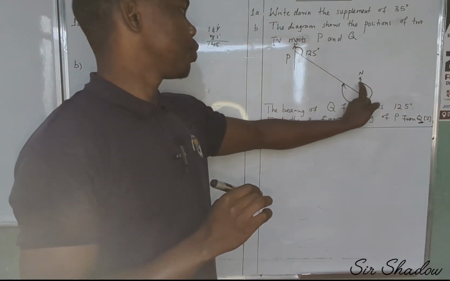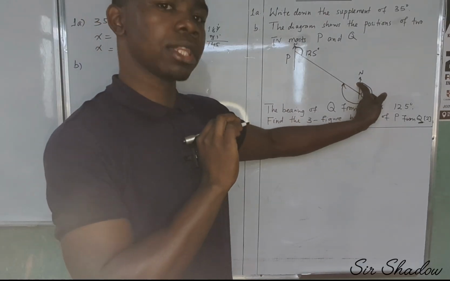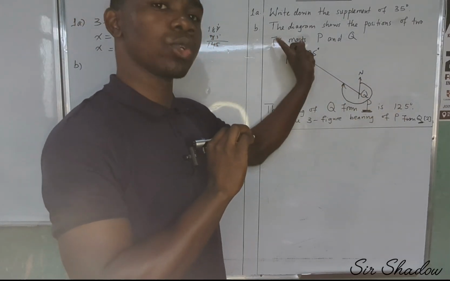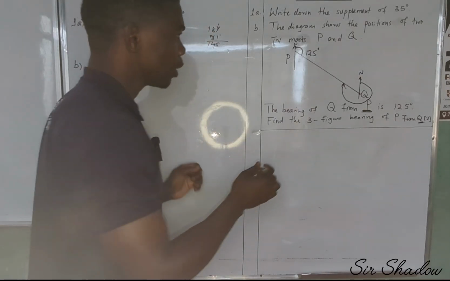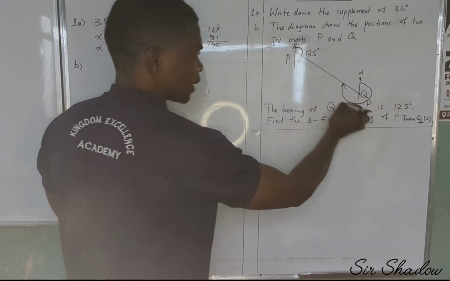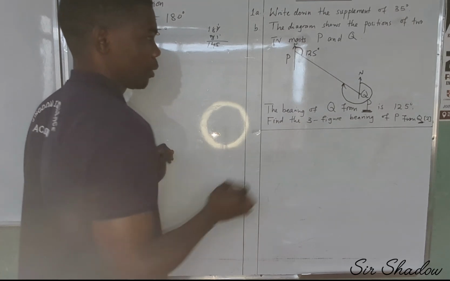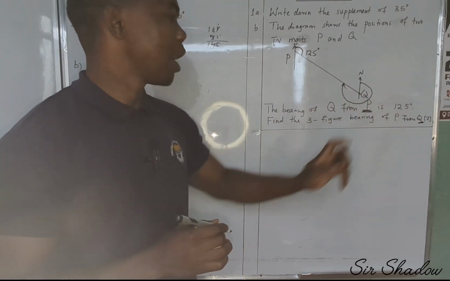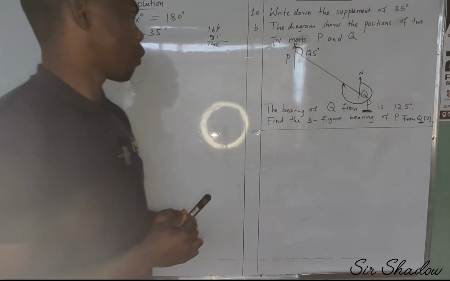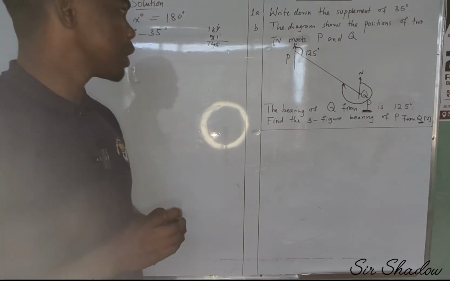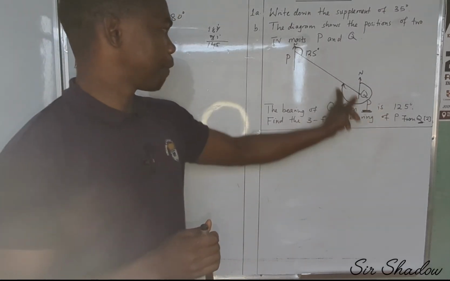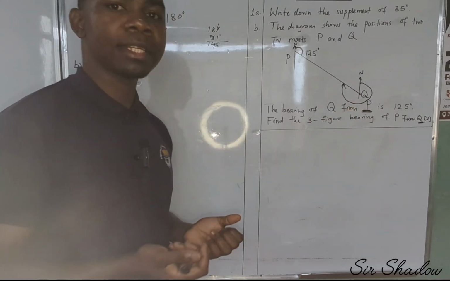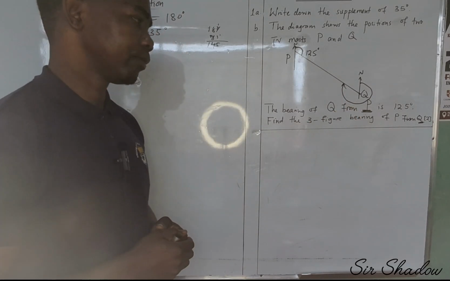Remember, Q is here. So you start at north, then you move clockwise until you approach the line that goes to P. In other words, we want to find this outer angle. But remember, this angle is a reflex angle. How can we find that angle? There are two ways we can use to find this reflex angle. Remember, a reflex angle is an angle that is more than 180 degrees but less than 360 degrees.